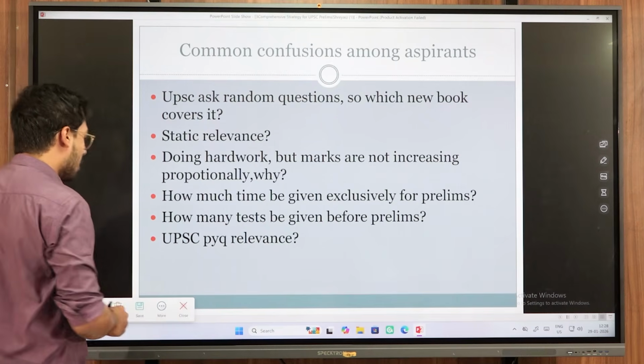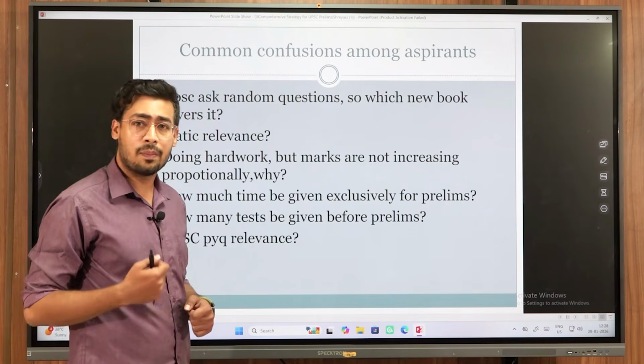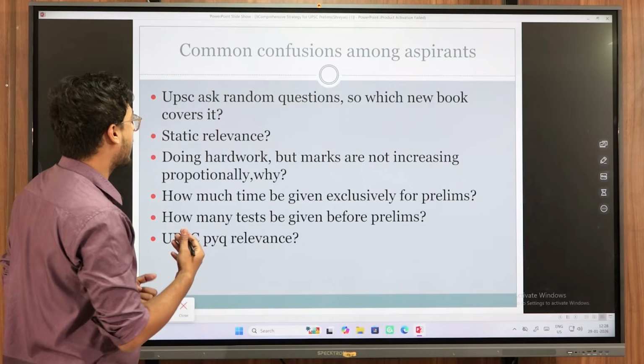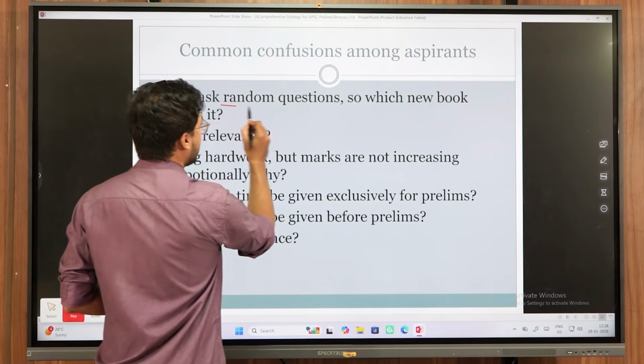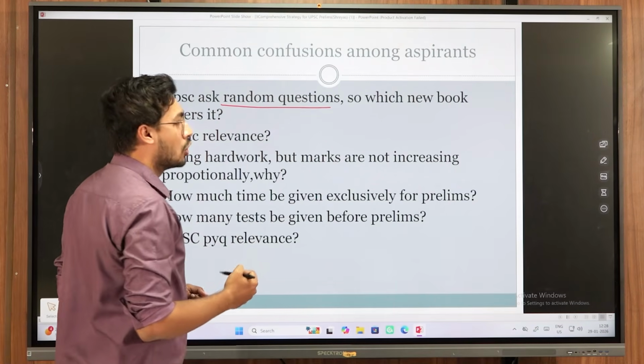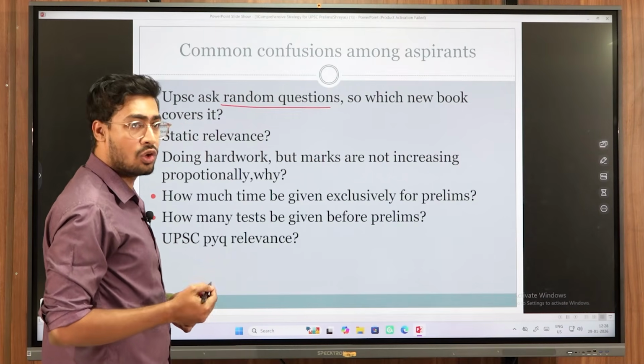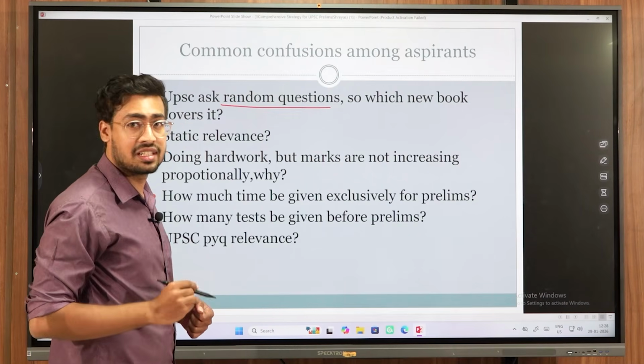So what are the confusions that aspirants commonly have in the market? Usually these are the confusions which I could commonly come across. UPSC is asking random questions. So what do we do? Do we need to read a new book which covers it, or do we need to stick to our old books even if it doesn't cover it?